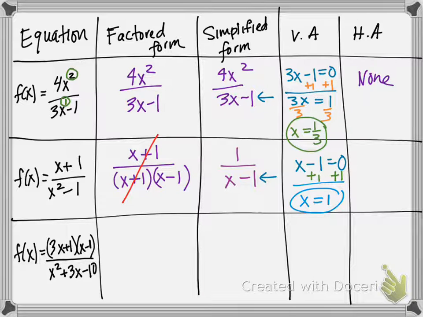For the horizontal asymptote, we're going to check out the exponents. So the numerator's exponent is 1 and the denominator's is 2. Because the denominator is larger than the numerator, the horizontal asymptote will be at y equals 0.